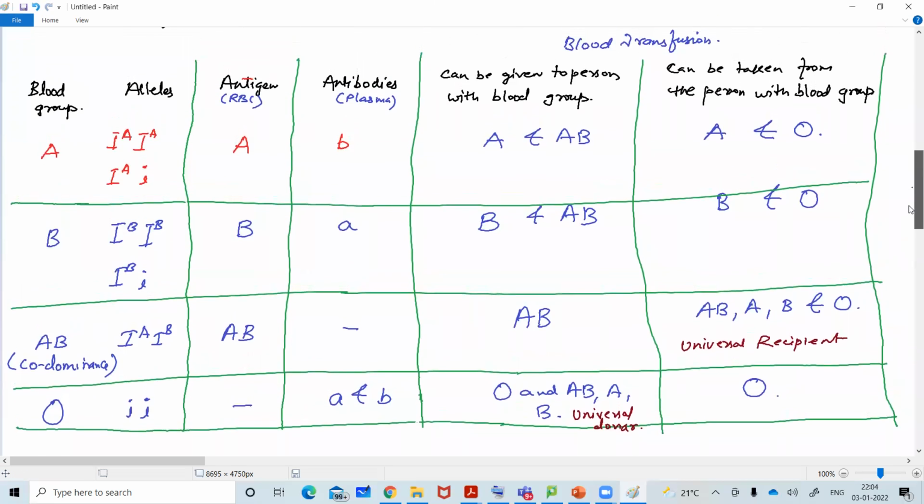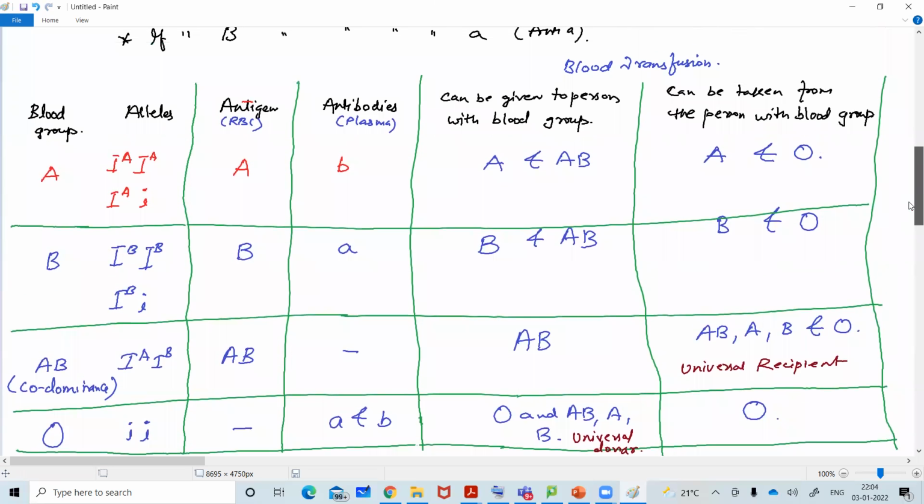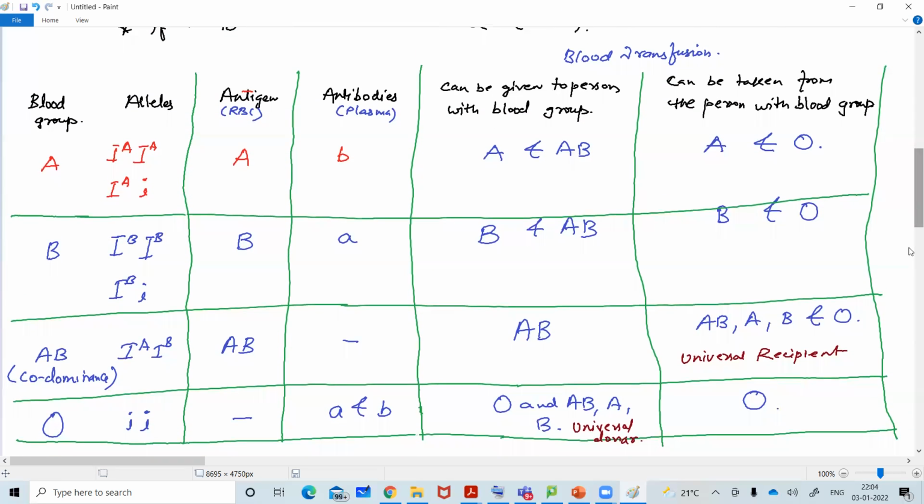Sir, is it possible to change your blood group at any point in life? No, dear. How? Think. Okay, suppose you want to change.